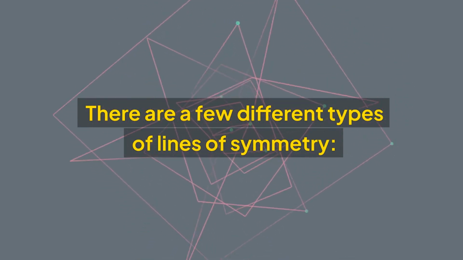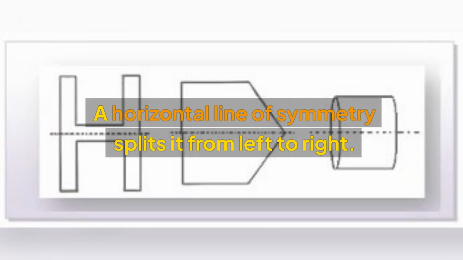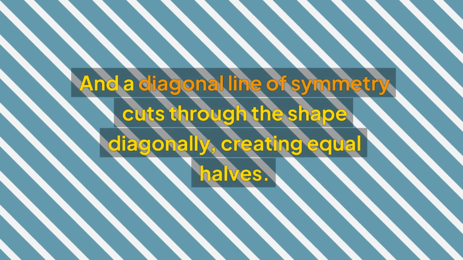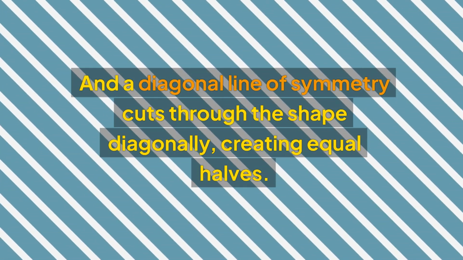There are a few different types of lines of symmetry. A vertical line of symmetry divides an object from top to bottom into two equal halves. A horizontal line of symmetry splits it from left to right. And a diagonal line of symmetry cuts through the shape diagonally, creating equal halves.